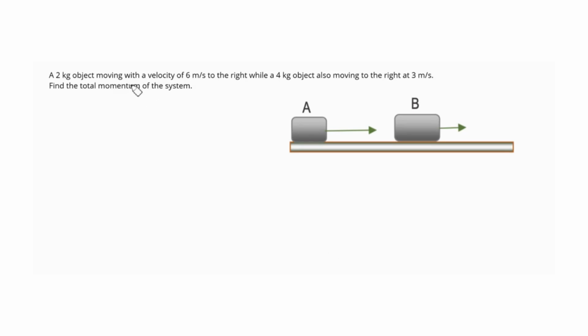Now we have a 2 kg object moving with a velocity of 6 meters per second to the right, while a 4 kg object is also moving to the right at 3 meters per second. Find the total momentum of the system.